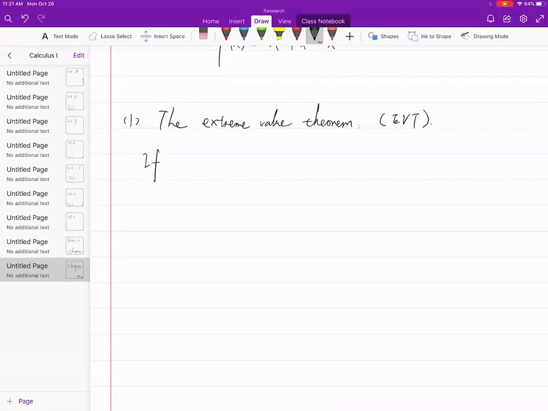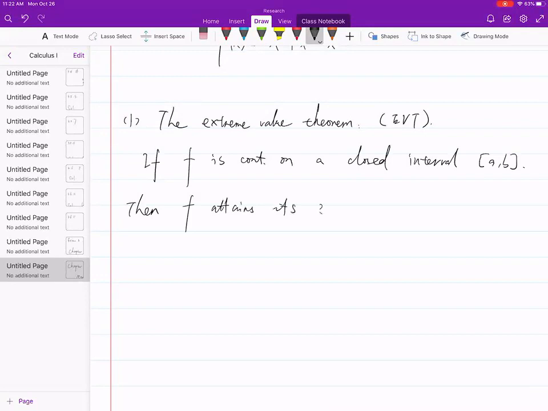If f is continuous on a closed interval [a, b], then f attains its extreme value on [a, b]. In another word, before you do anything, check if it's continuous and if it's on a closed interval. If not, you may not have an extreme value.